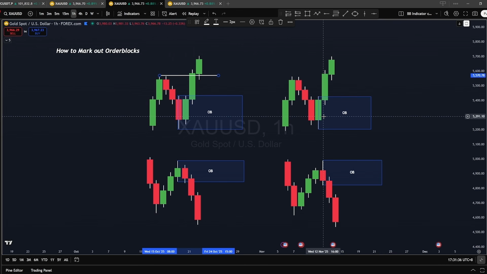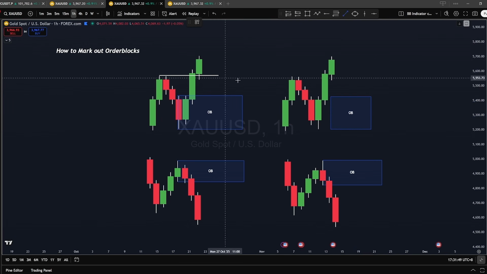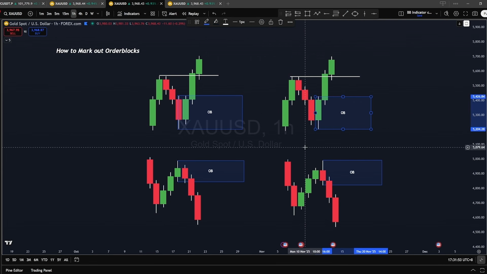Now, in this example here, what do you have? You have a green color candle, a bullish candle that created the lowest point in price, the bottom wick, as seen right over here. So this is the candle that created the lowest point in price before breaking structure to the upside. And hence, this is my order block.